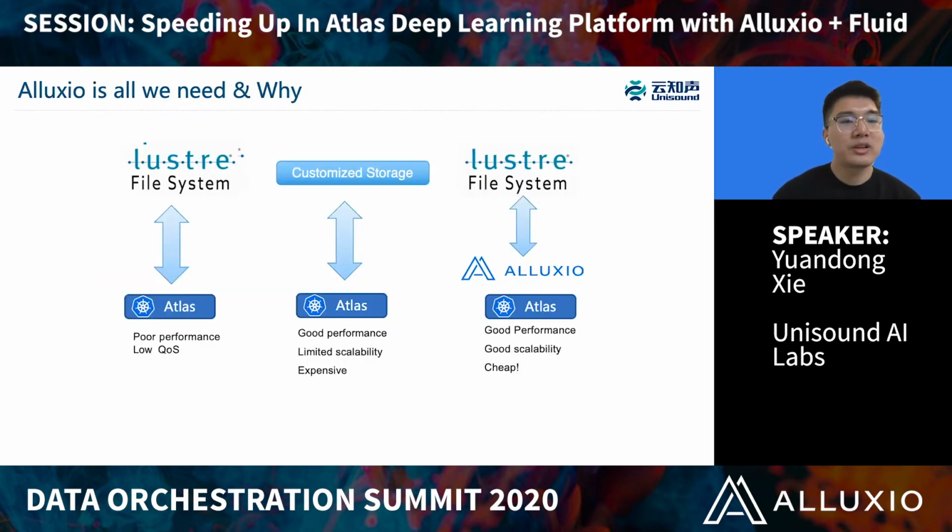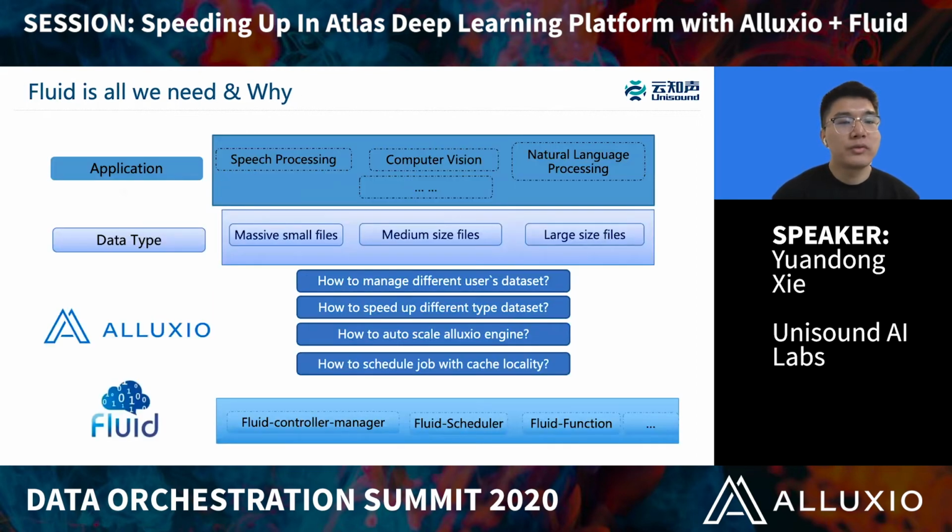We believe cache is all we need, but why did we choose the Alluxio engine? I think there are three benefits. The first is that the performance of Alluxio is very good in the data sets we tested. And the second is that Alluxio's framework makes it easy to expand, even to thousands of nodes. Third, Alluxio is open source. It has a strong community support.